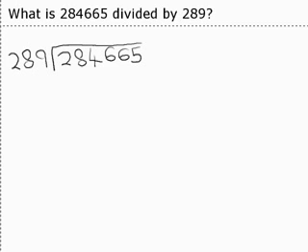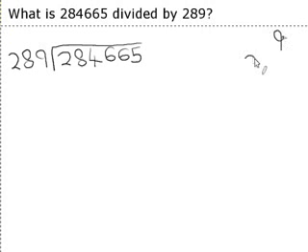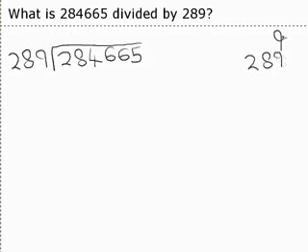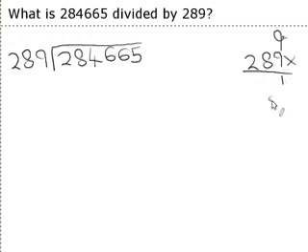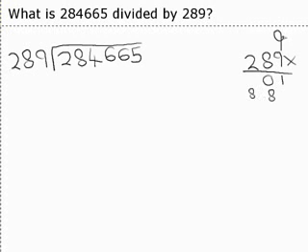So 289 doesn't go into 28, it doesn't go into 284, but it does go into 2,846. So that's not far off 2,890, is it? So it looks like that's going to go 9 times. So I'm going to work out at the side what is 9 times 289. So 9 9s are 81, so put a 1, carry 8. 9 8s are 72, but we've carried 8, so that makes 80. 2 9s are 18, plus the 8 is 26.